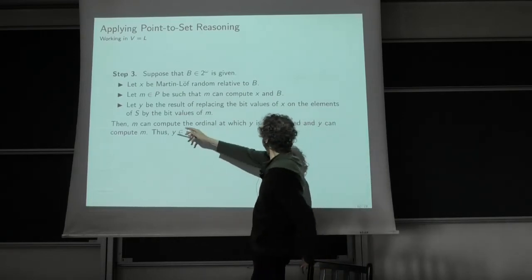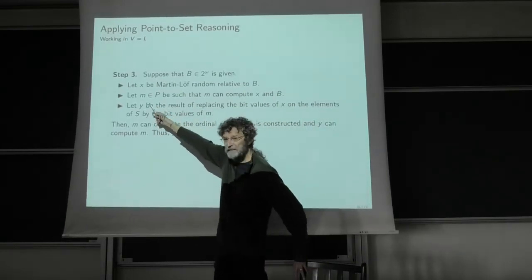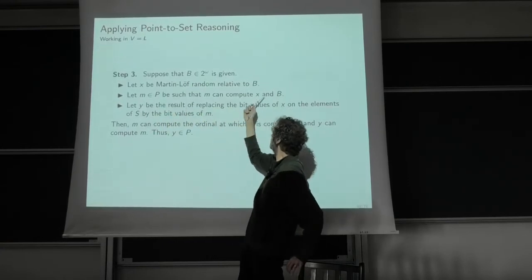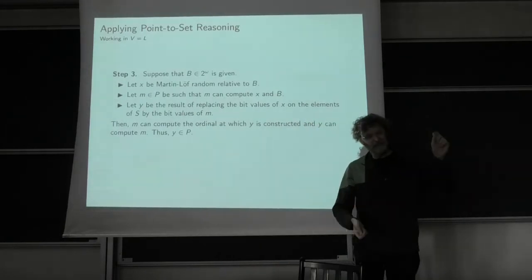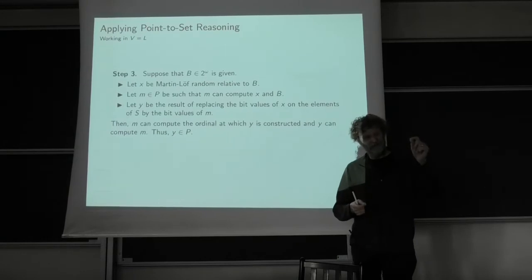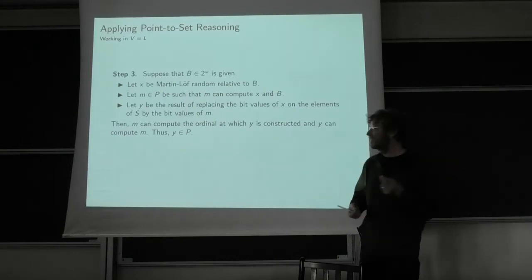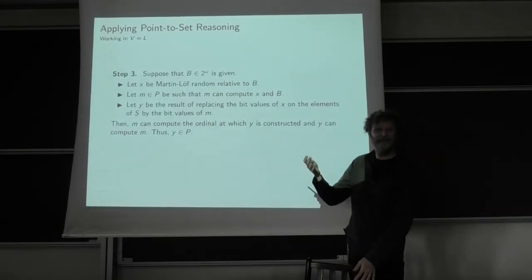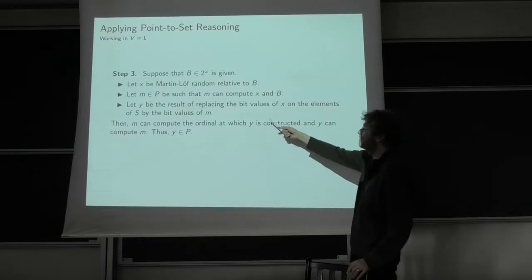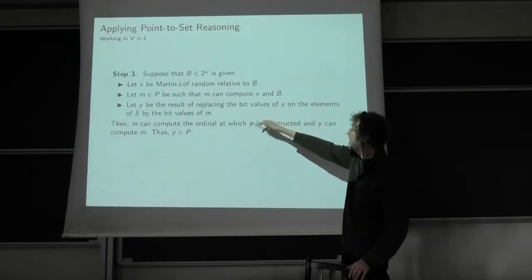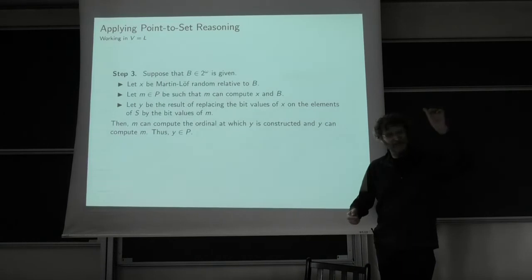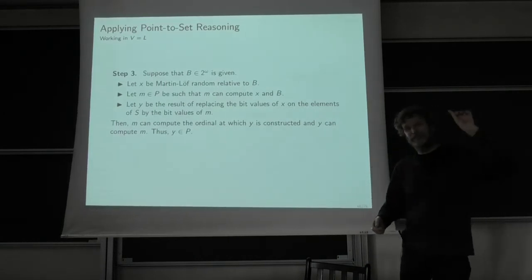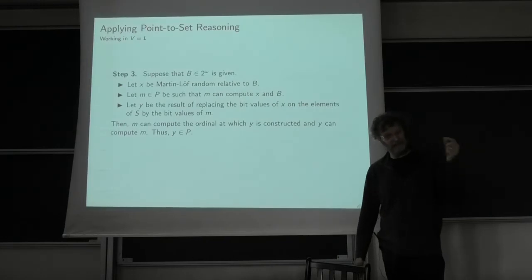Okay, so take some M such that M is in P and it can compute X and B. Remember the elements of P are immersed in L. Every pair of reals is computable from some element of P. So let's take an element of P that is so complicated, has so much information in it, that it can compute X, that random thing. It can compute B, the thing relative to which X is random. So M knows about the challenge that B is presenting to P's having dimension 1.